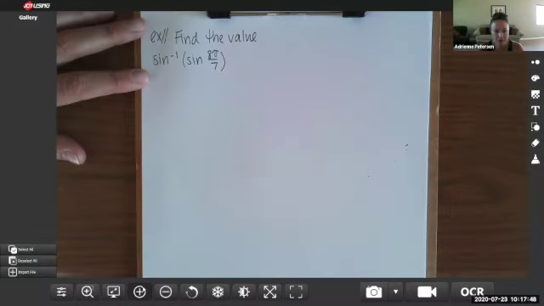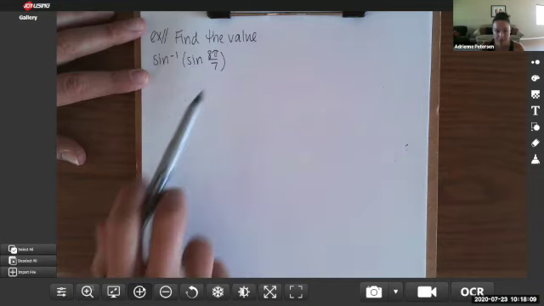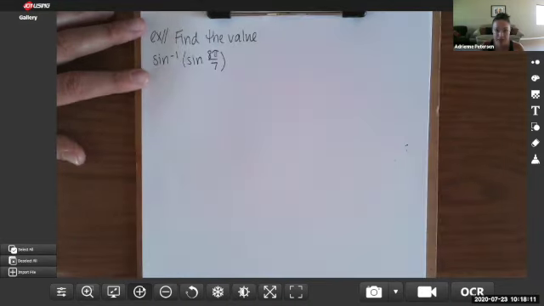Okay, so find the value. So inverse sine of 8 pi over 7. Anytime we see inverse sine and sine, or inverse cosine and cosine, or inverse tangent and tangent in a row, the first thing we should ask ourselves is, do those cancel each other out? And as we saw yesterday, in order to cancel each other out, our input has to be in the domain of the inside function. Our domain of this inside function here is negative pi over 2 to positive pi over 2. Okay, so 8 pi over 7 is not in that domain, as we talked about last class. So these are not going to cancel each other out.